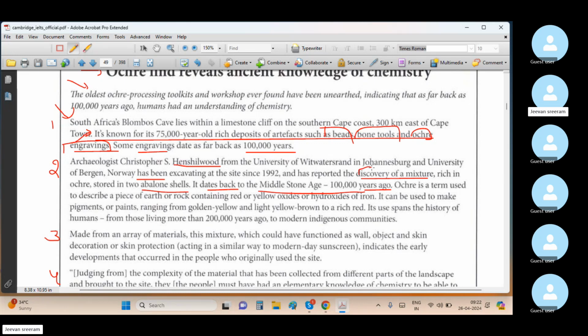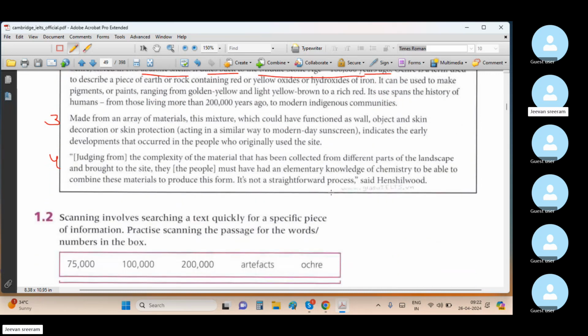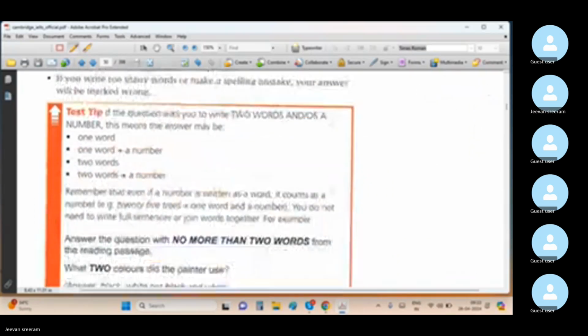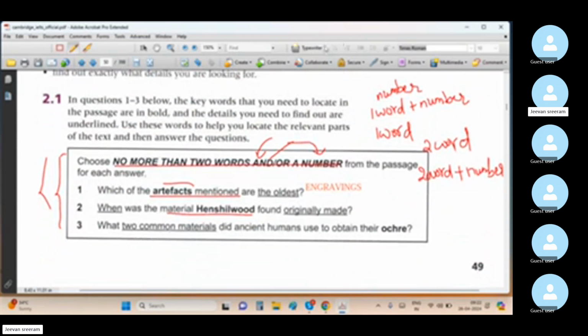He found a mixture, right? It dates as far back as 1 lakh years ago. Okay. So you can write the 3 words: 1 lakh years ago.